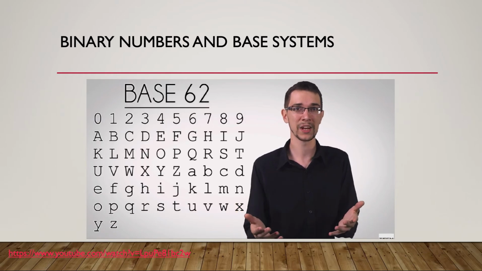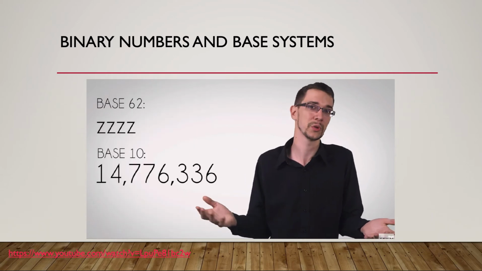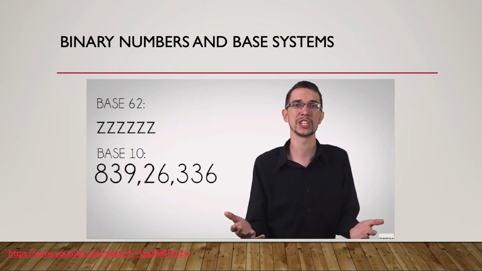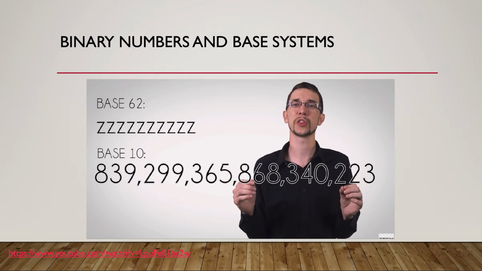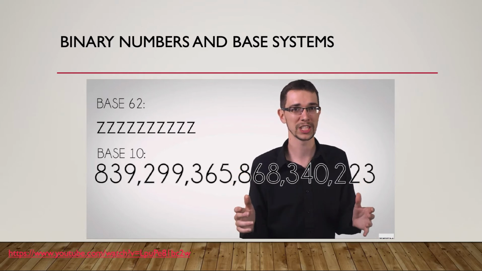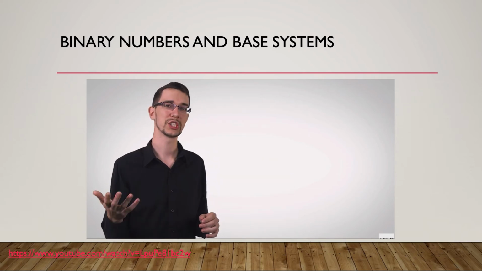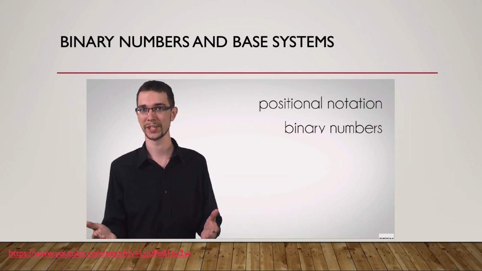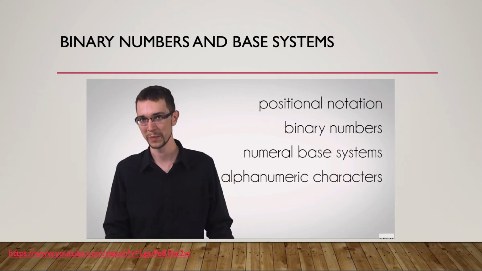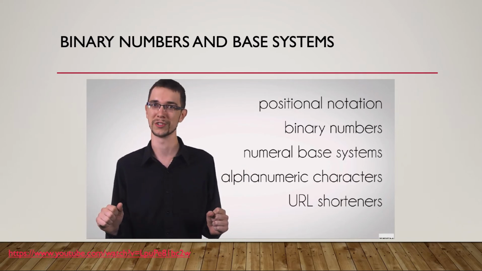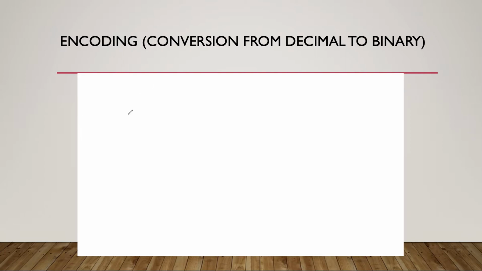And with that, you can get all the way up to 14 million with only 4 digits. With just 10 digits, you can get up to 839 quadrillion possible values. That's a lot of shortened URLs. So, you just learned about positional notation, binary numbers, numeral-based systems, alphanumeric characters, and URL shorteners. Computers only work with 0 and 1, that is off and on.